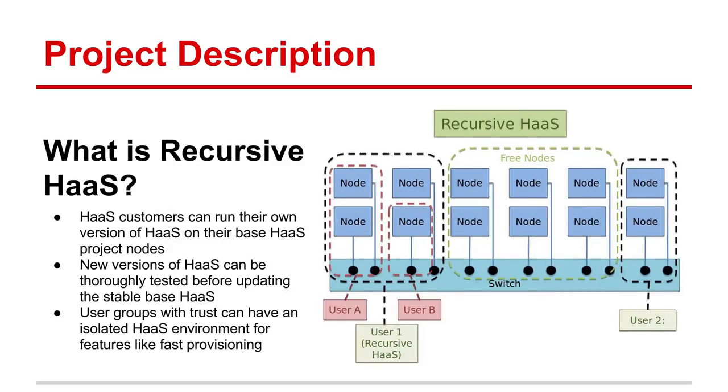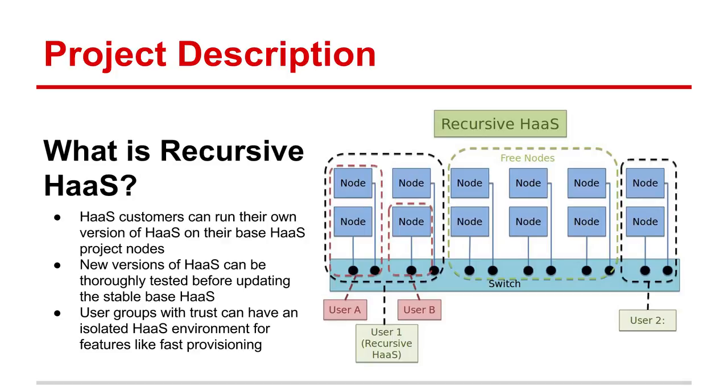Our project deals with Recursive HaaS. We can think of a Recursive HaaS user as a customer of base HaaS. In the figure on the right, we can refer to user 1 as a Recursive HaaS instance. User 1's nodes can be provisioned by other users to create separate, isolated HaaS projects. In this scenario, base HaaS handles the network configuration of the Recursive HaaS user. In our diagram, user A and user B only interact with user 1's Recursive HaaS server. If commands require interaction with bare hardware, they are passed through to base HaaS.